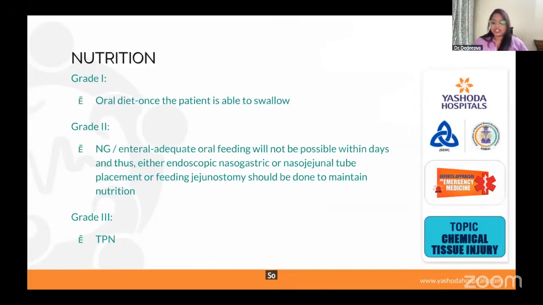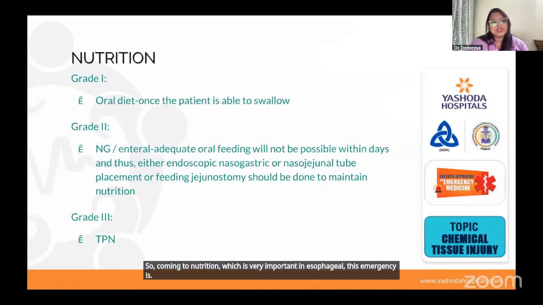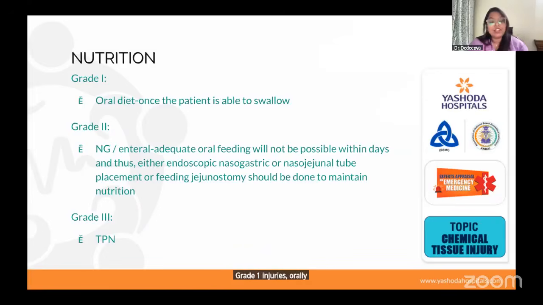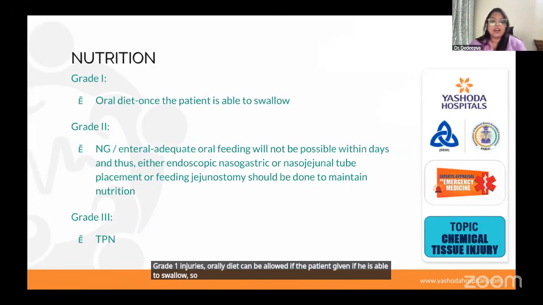So coming to nutrition, which is very important in esophageal emergency. In grade 1 injuries, an oral diet can be allowed if the patient is able to swallow. In grade 2, we have to place an NG tube.